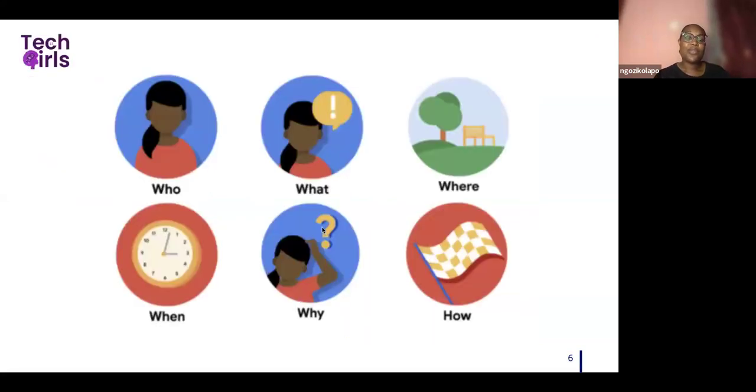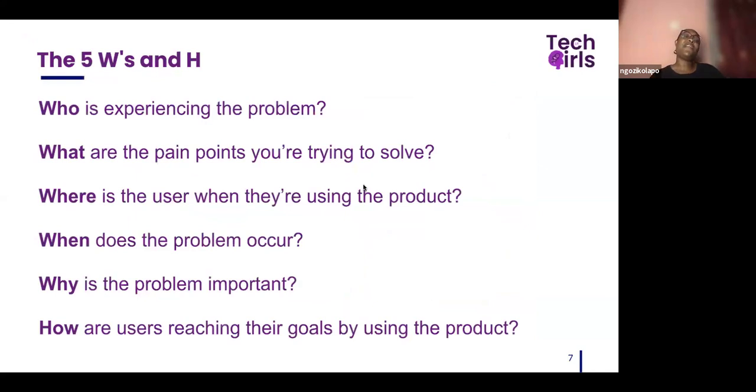So these are the questions we need to ask before we come up with amazing problem statements. Okay. So for the 5 W's and H, the first one is, who is experiencing the problem? What are the pain points you're trying to solve? So the first one is who, remember, who is experiencing the problem? Second one is what. What are the pain points?